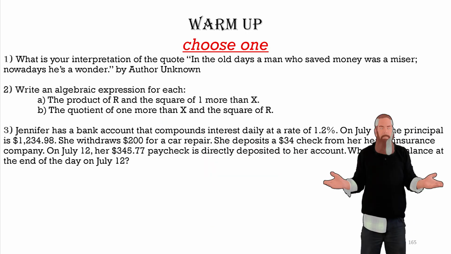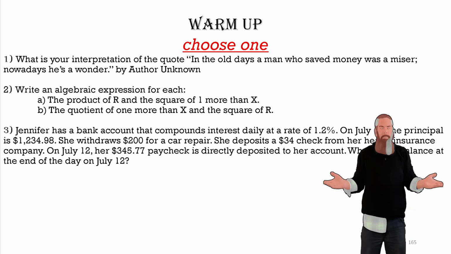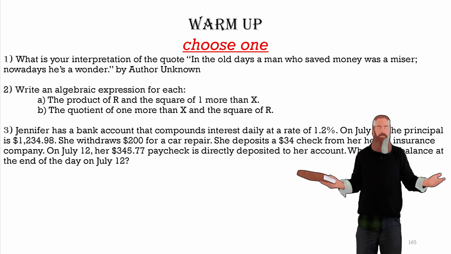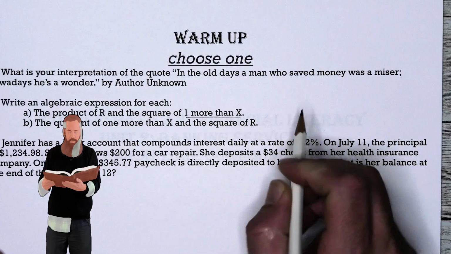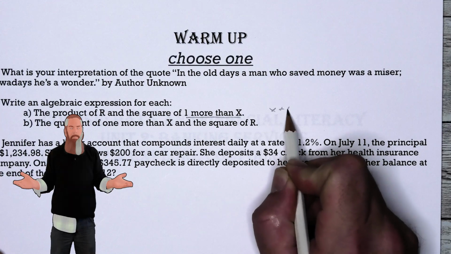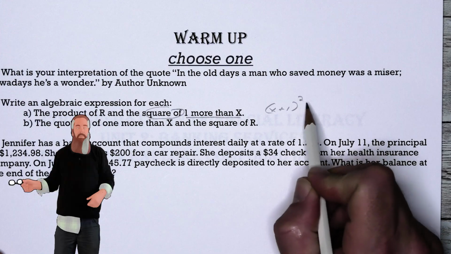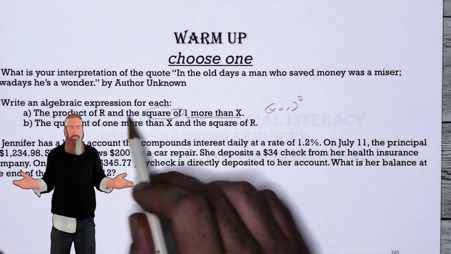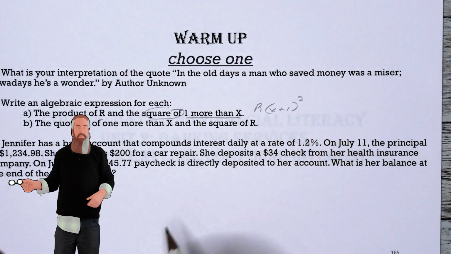To make sure we're ready for this lesson, let's start with warm-up number 2 and write an algebraic expression for the product of r and the square of 1 more than x. So important to get that 1 more than x part. That shows us that it is in a parentheses. And it says the square of, which means that it's squared. Now, product of means we're getting two things, r and that other thing, so r multiplying.